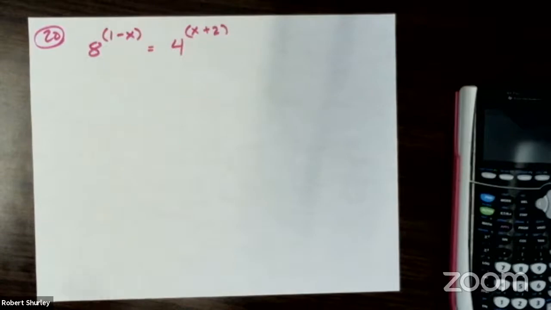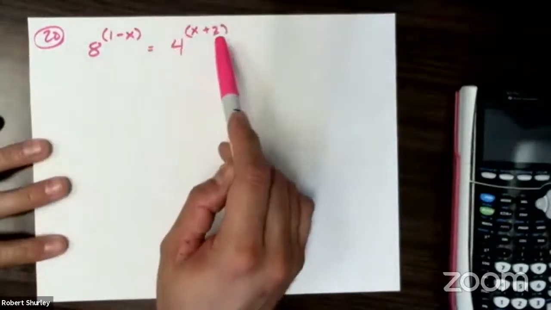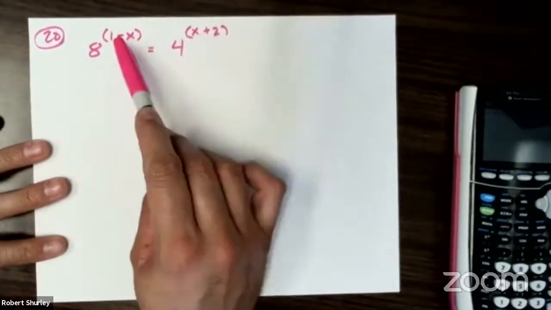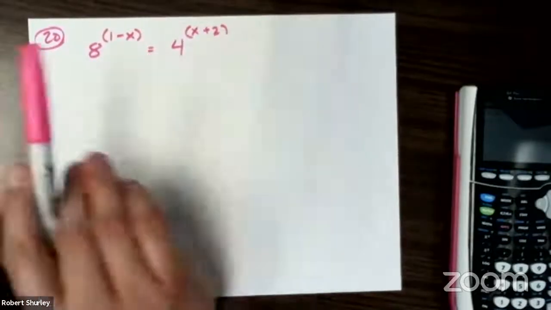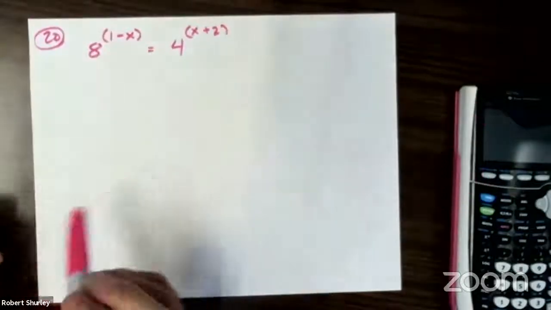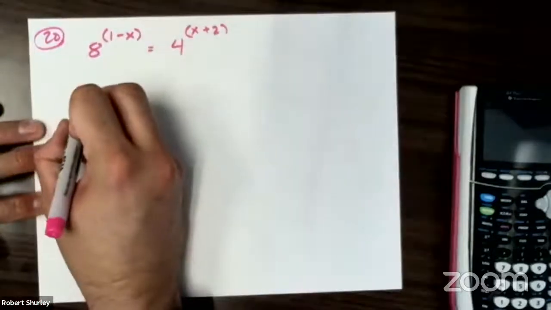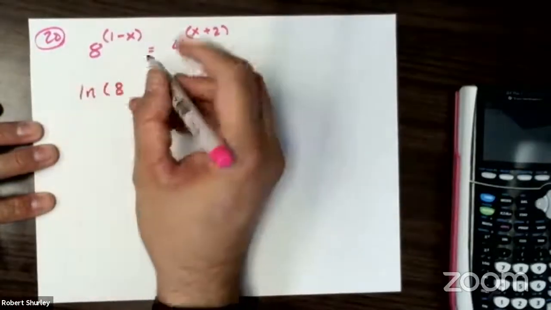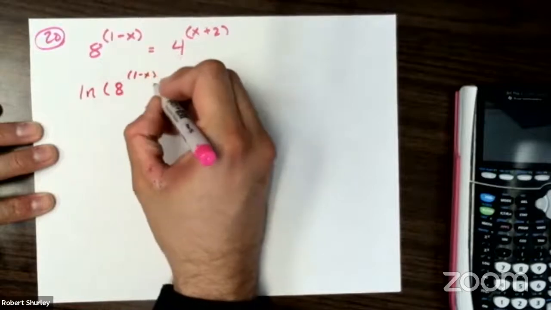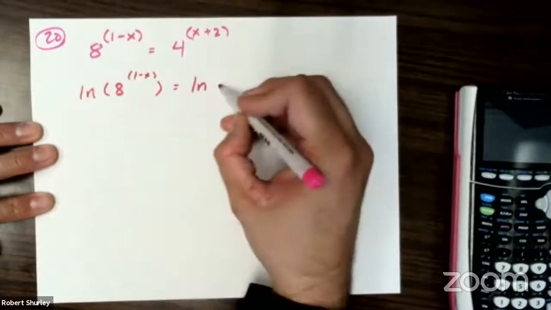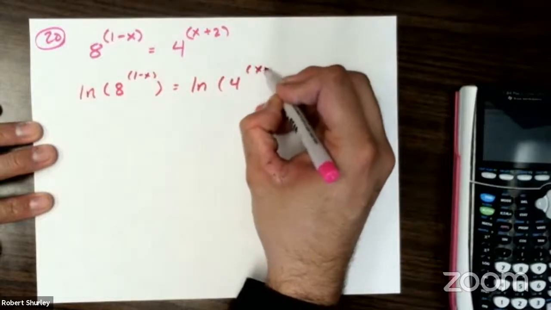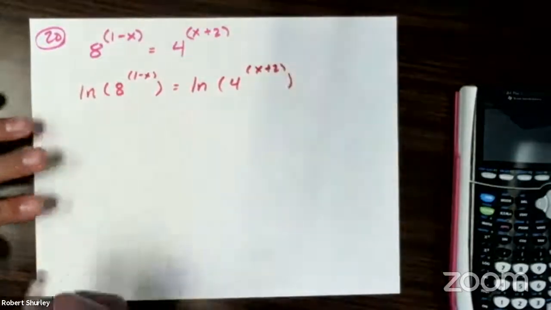Okay, so now notice both of these have an x in the exponent. That's fine because we have a single term equals a single term. So we're fine. We're just going to go ahead and take the ln of both sides. I know it looks different, but that's not a big deal. Okay, so ln of this equals ln of that.